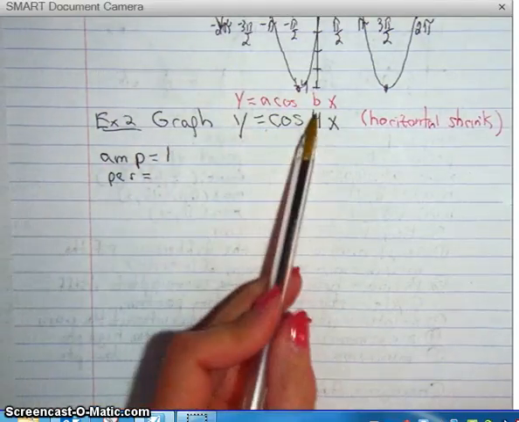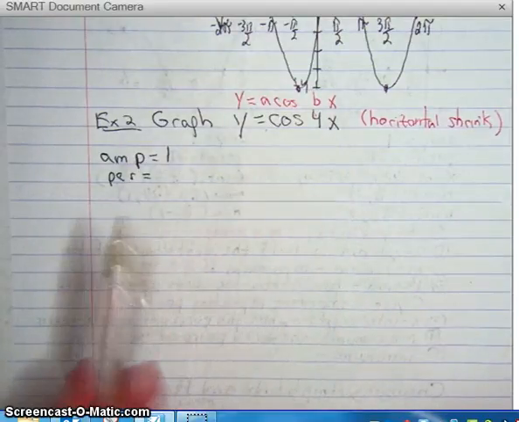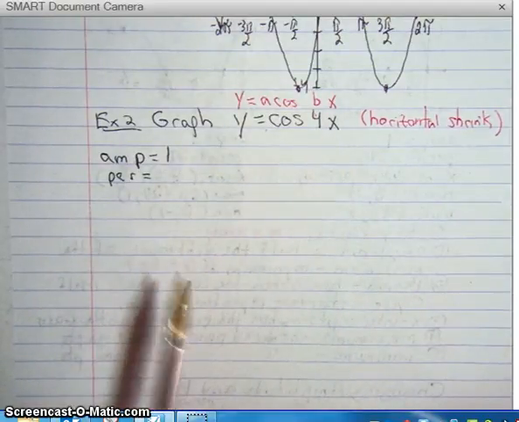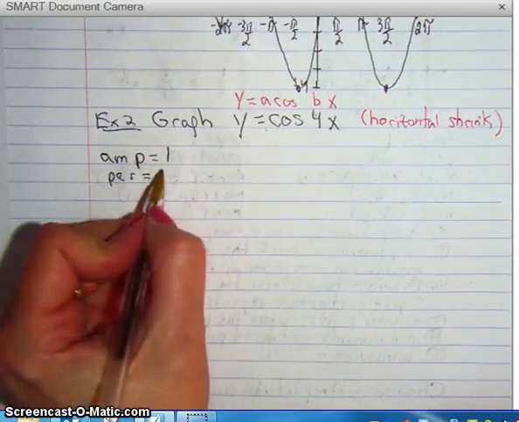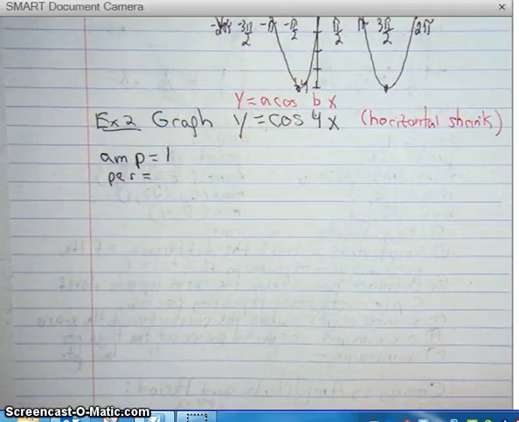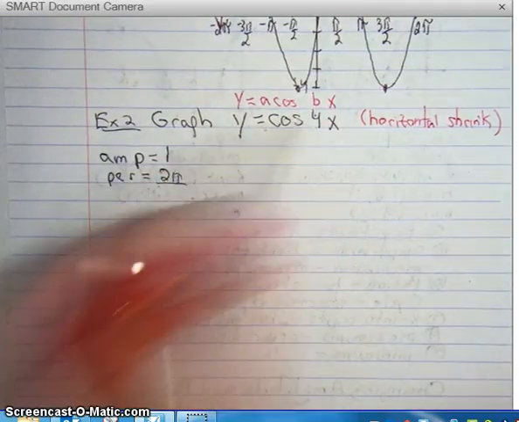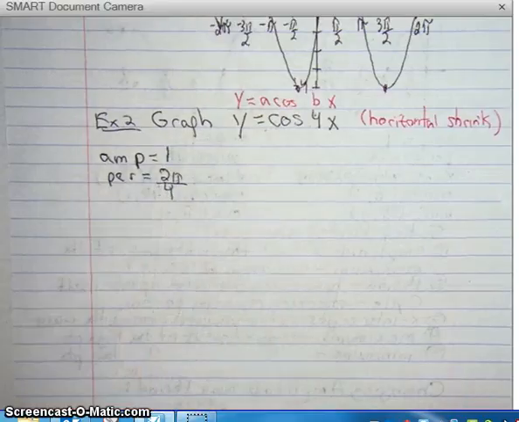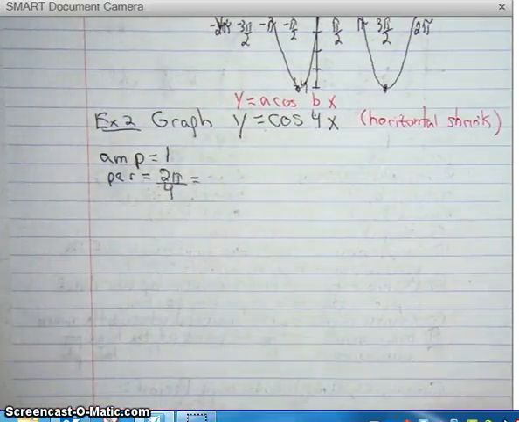The B value affects the period. So the new period is the old period. Sam, what was the old period for cosine? Look back. Oh, 2 pi. 2 pi, and we have to divide it by the B value. And Sam, what do we get? Pi over 4. Careful. Oh, pi over 2. Yes.